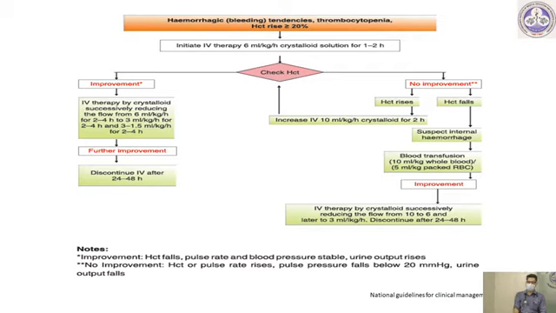In cases of refractory hypotension, inotropic support should be started. However, if the patient is unstable and the hematocrit is on a falling trend, internal bleeding should be suspected and blood transfusion should be initiated.